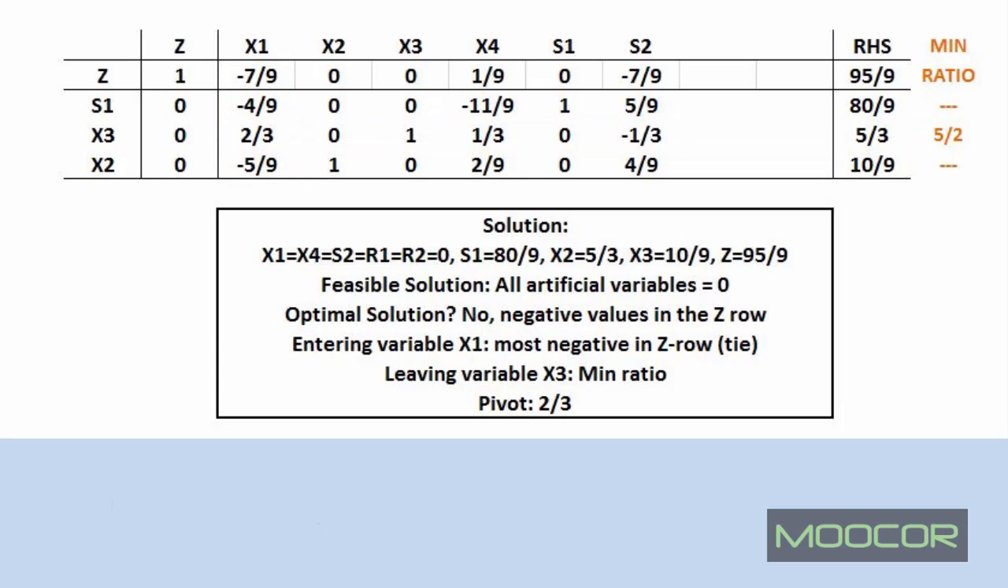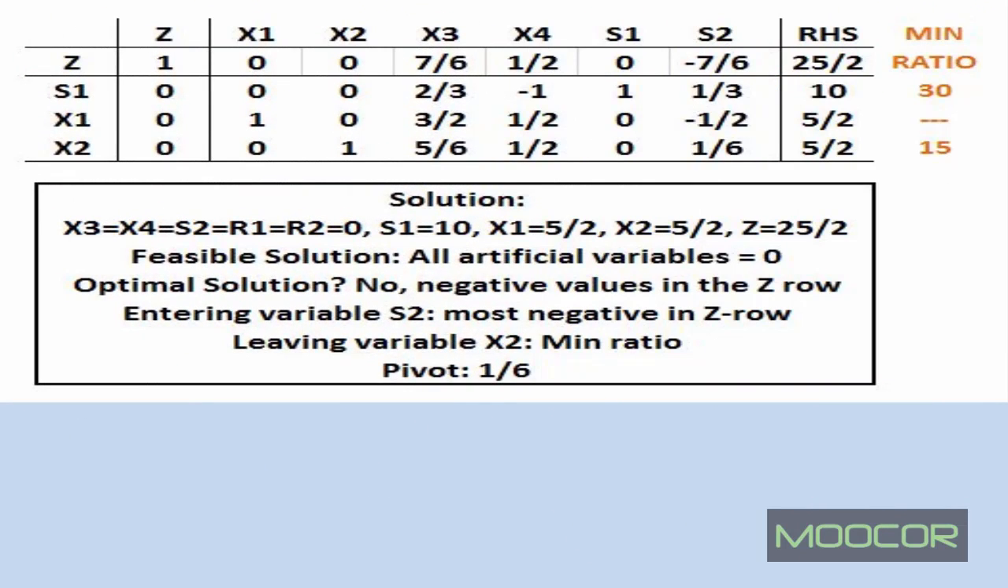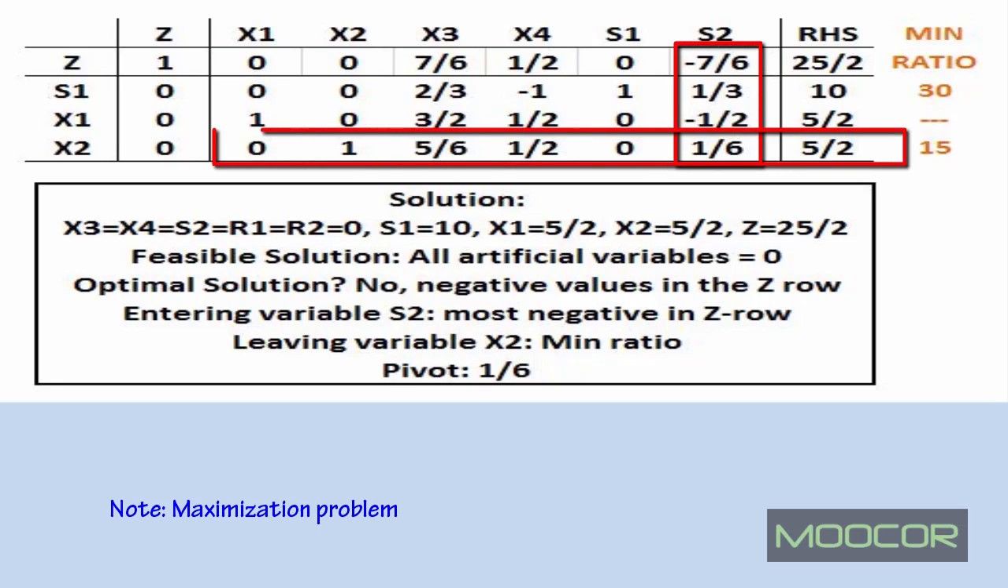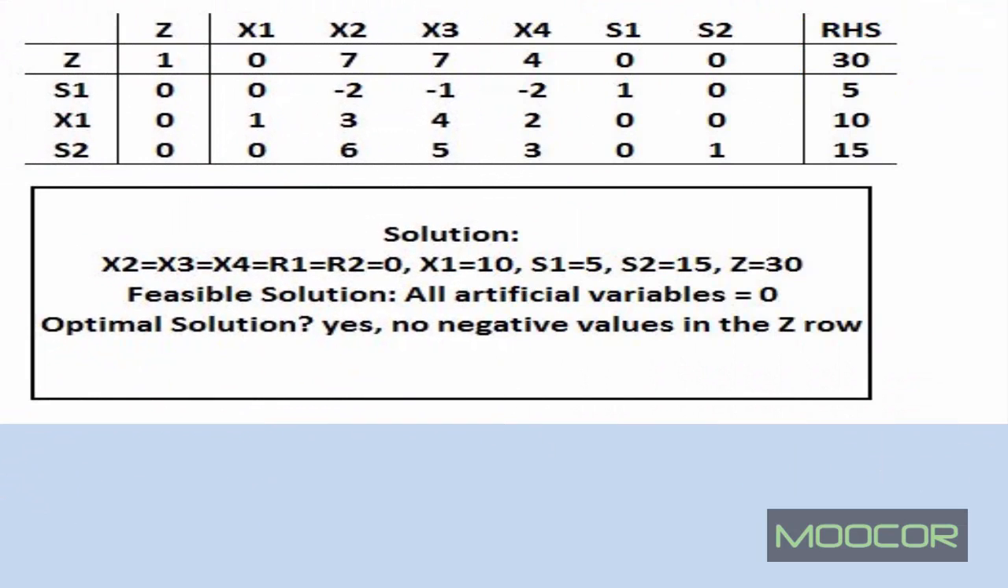In the next tableau I realize that I'm still not optimal, so I will pick up the most negative value in the z row, and there is only one. I will calculate the min ratio and the entering and leaving variable, and I will come up with the optimal solution. This is the same optimal solution that I have found in the big M.